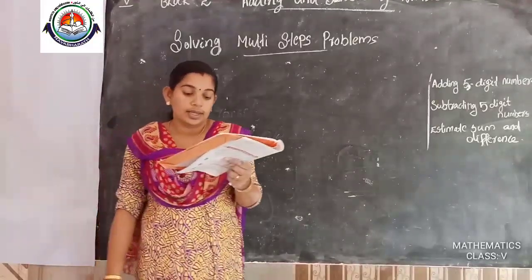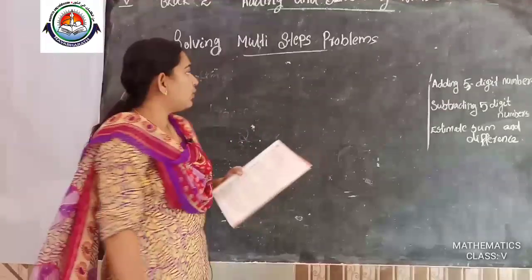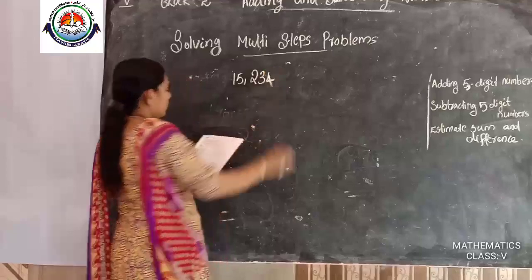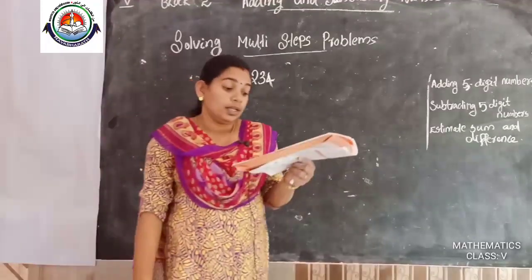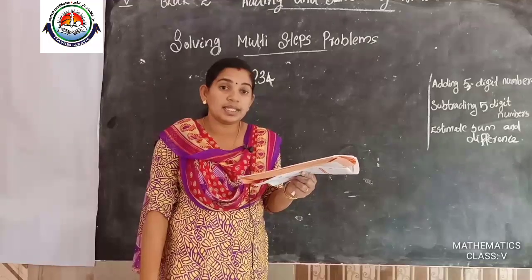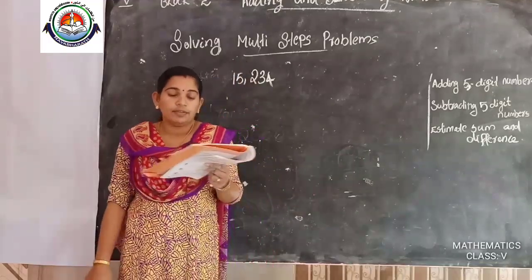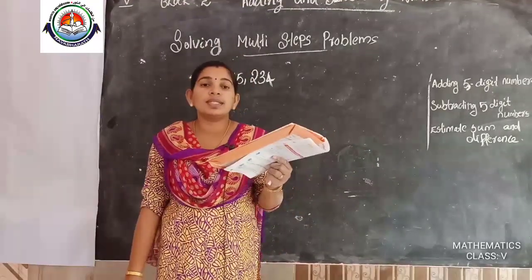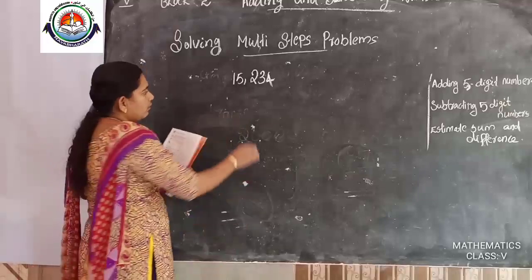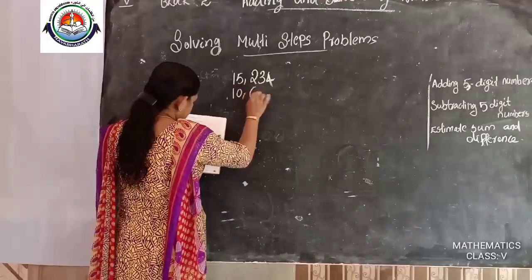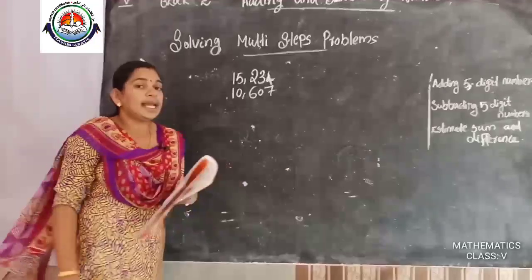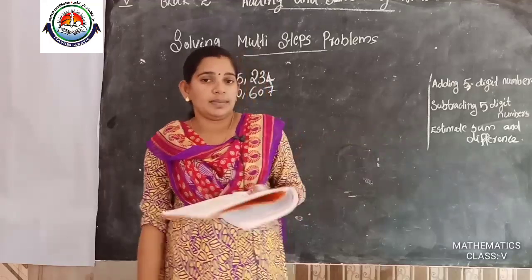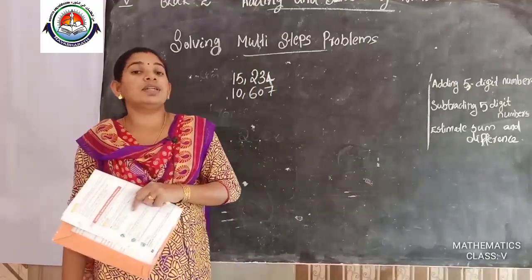There were 15,234 animals in the forest. 10,607 animals were wild animals. How many other animals were there?